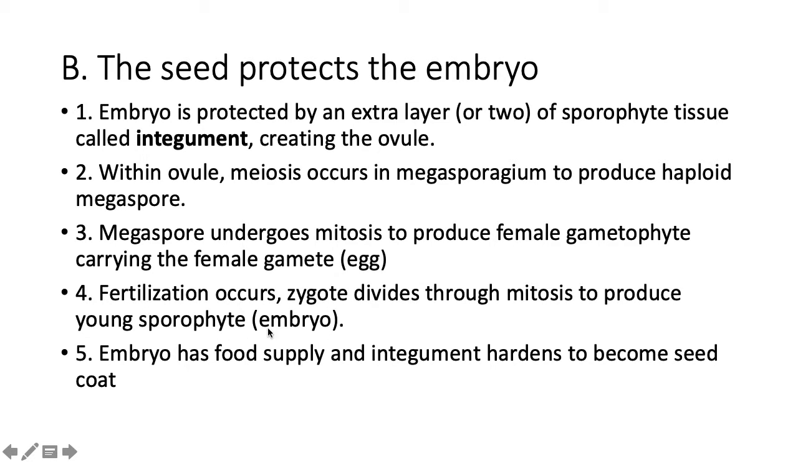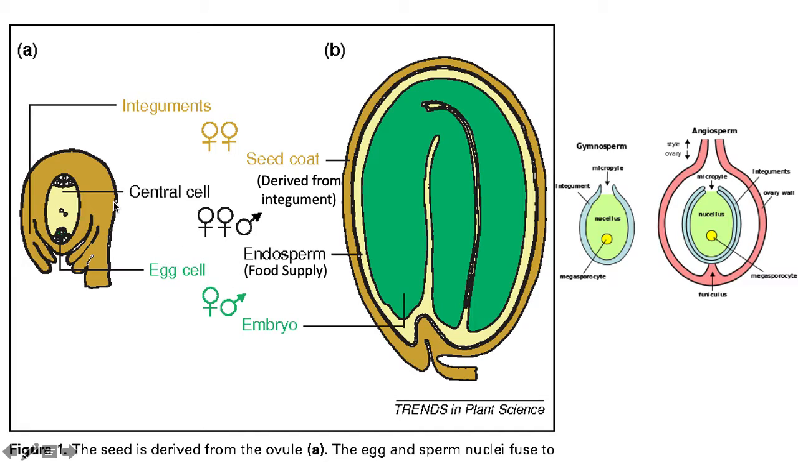And that's basically what that embryo is. The embryo is a sporophyte, it is diploid. A zygote is one cell, but once it starts to go through mitosis, now you have formed an embryo. And another cool thing about seeds is not only do we have these layers of protection, the integument on the outside, but we also have a food supply on the inside that the embryo can use. So seeds can lay dormant for years and then germinate when conditions are right.